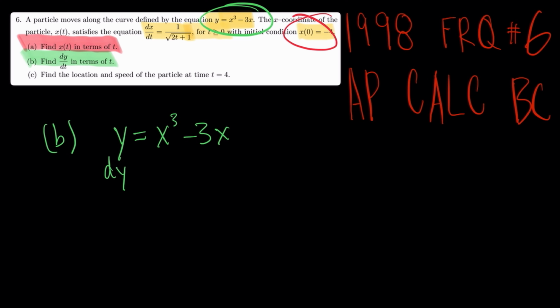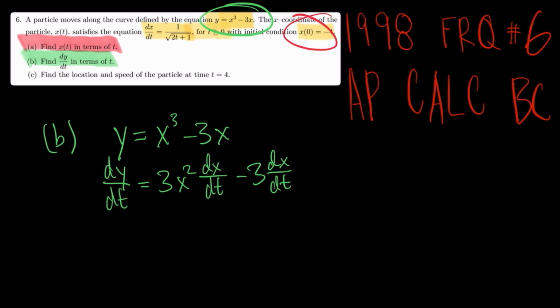Now dy/dt will then equal 3x squared dx/dt, this because x is a function of t. So we are going to need to apply the chain rule for this problem.